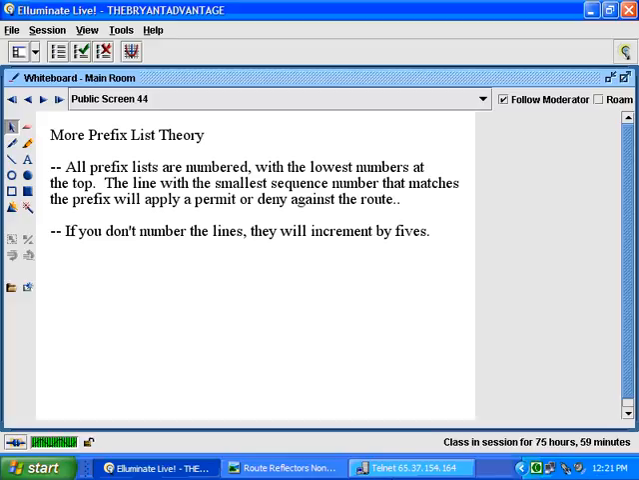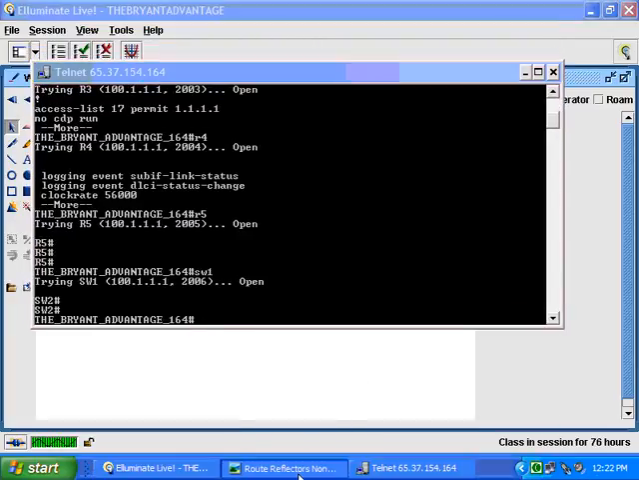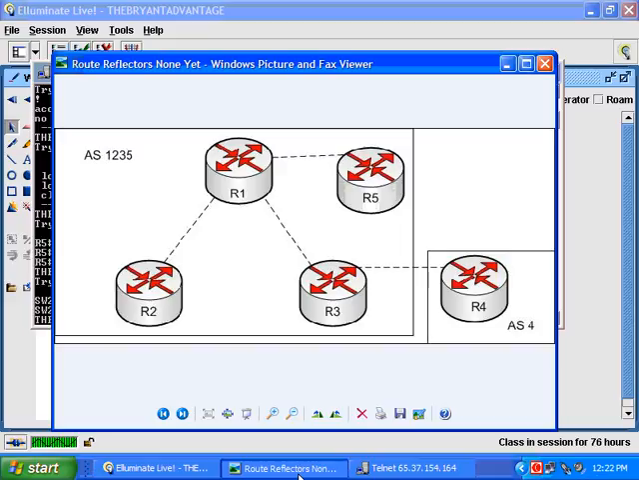To show prefix lists in action, we are going to use the same network that we used earlier in this video, and there's been a little bit of an addition. Just to bring the drawing up first. Router 1 is still acting as a route reflector. Everything else is the same. And while router 4 is still in the picture, we're really going to concentrate on the routers in AS 1235 to see prefix lists in action.